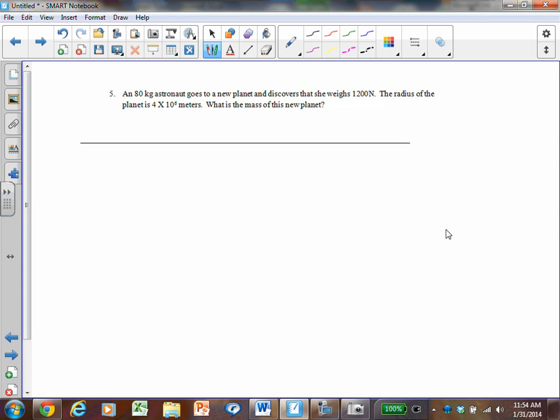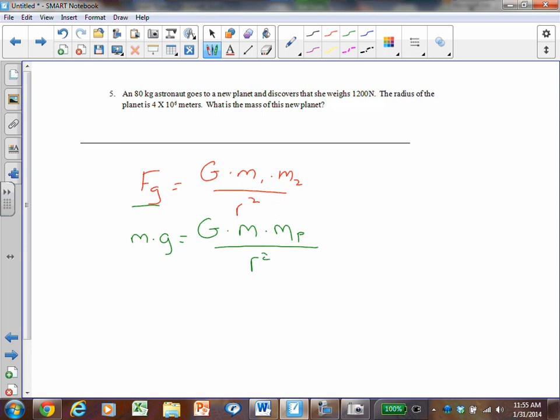All right, so this was Fg is big G M1 times M2 over R squared. And we want to know the mass of this planet. This works for anywhere, so the weight of the person is Fg, which is mg. And then that would be big G times m, the mass of the person, times the mass of the planet, because you'll be looking at the force between the planet and the person.